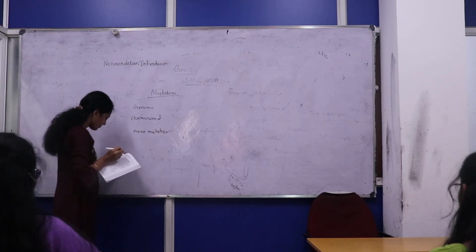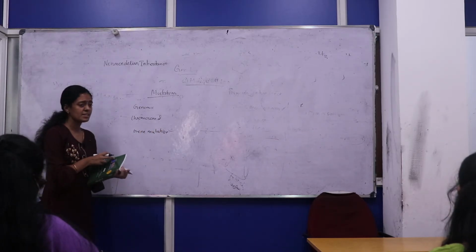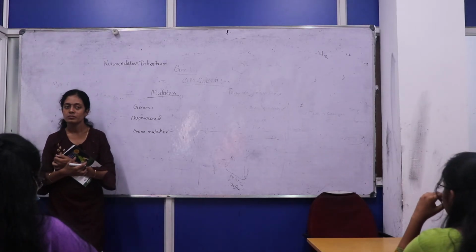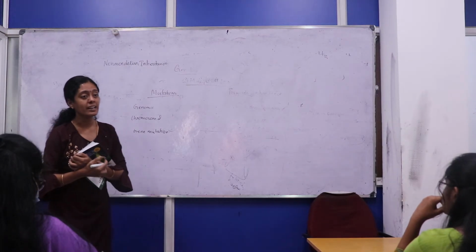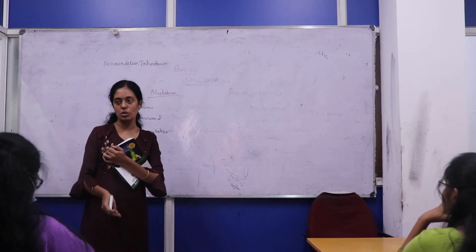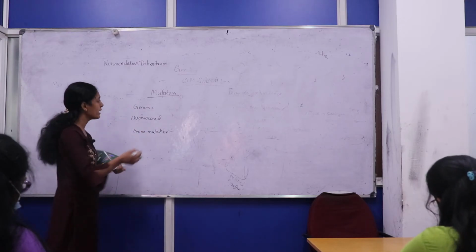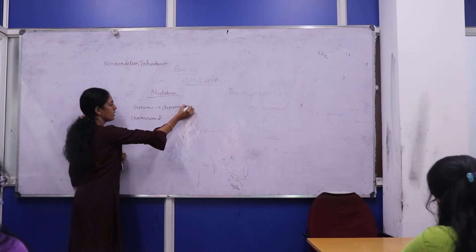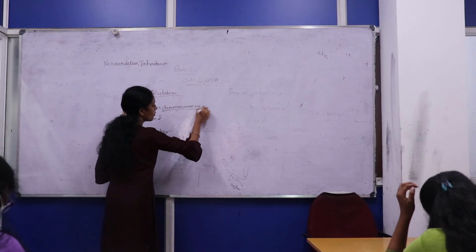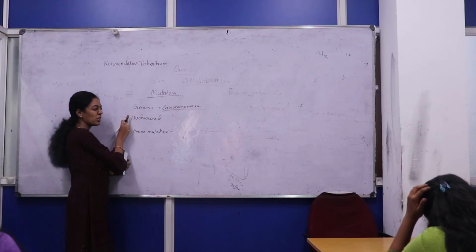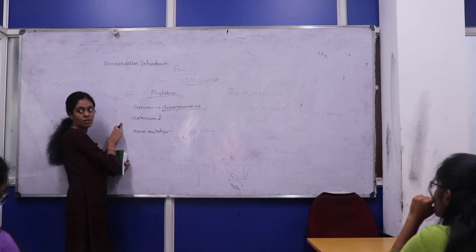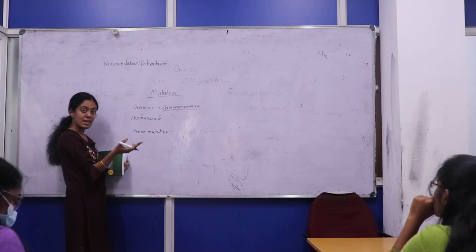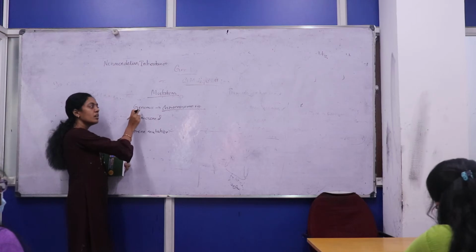So genomic mutation means, what is genome? The total DNA content of the cell is called genome. So if the entire genome, like increasing the chromosome level, change in the chromosome number, is called genomic mutation. This is commonly seen in plants, polyploidy. 2n will become 4n, 4n will become 5n, like that. That is seen in plants.